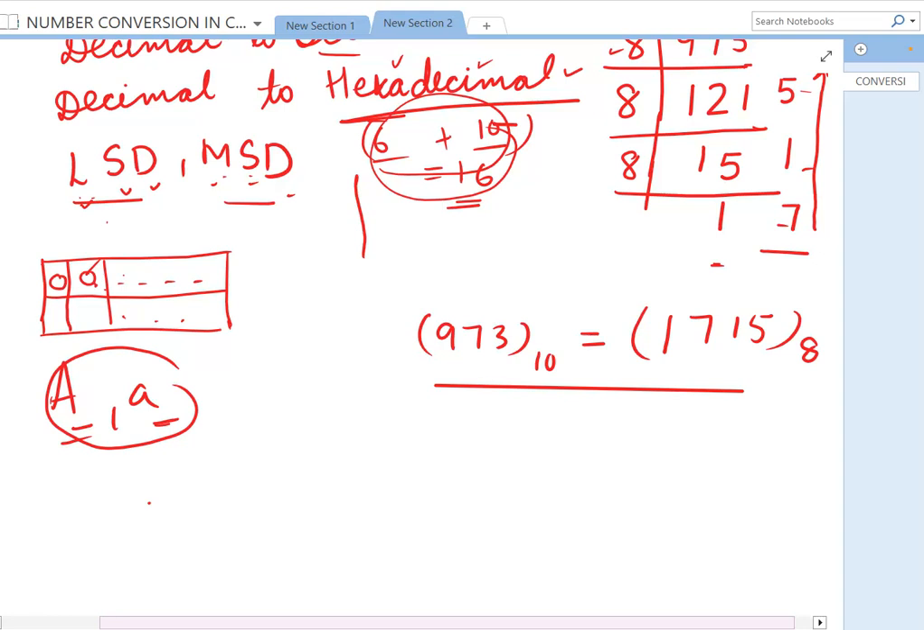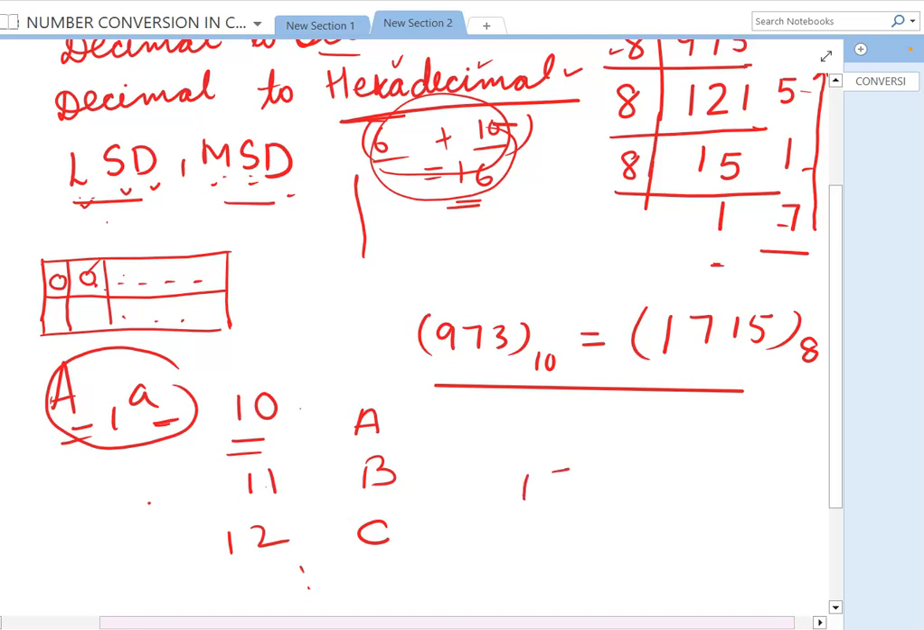Again I'm telling you, if the remainder comes 10, during calculation time it's okay, but in the final answer, the way you represent it, 10 you will write down as A, 11 you will write down as B, 12 you will write down as C, and so on, till 15. Till 15 it will go like this. So 10, 11, 12, 13, 14, 15.